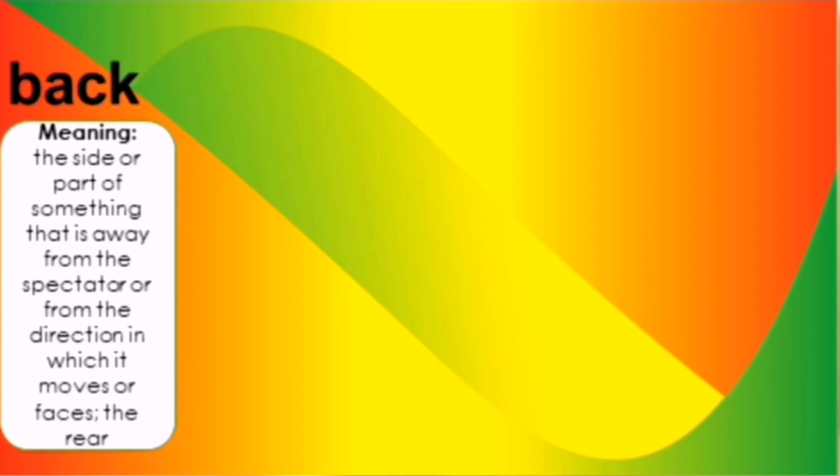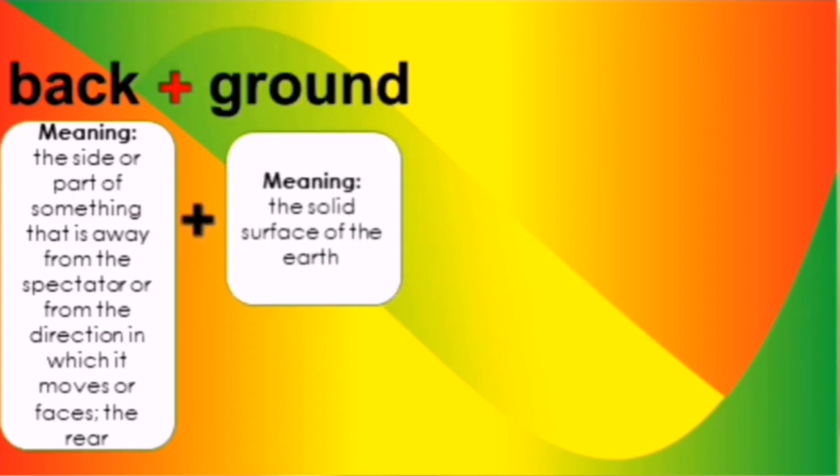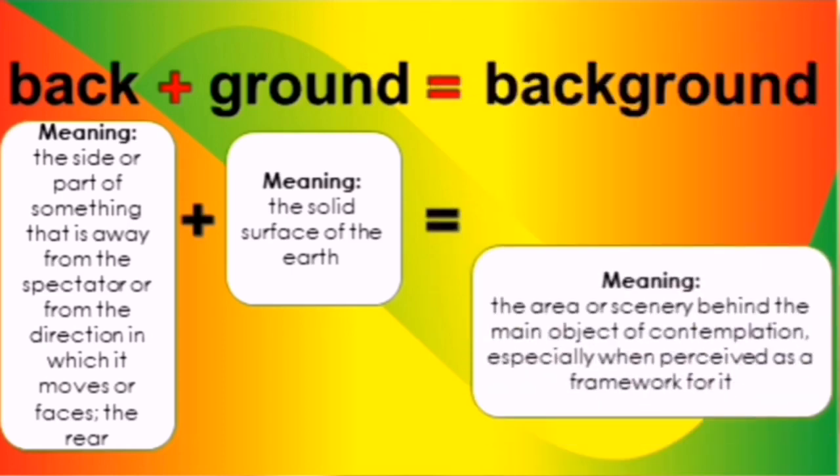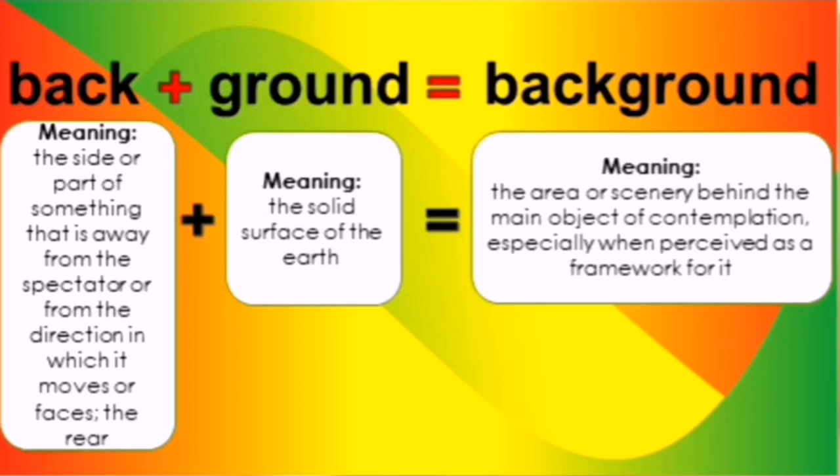Back, which means the side or part of something that is away from the spectator or from the direction in which it moves or faces, the rear. Plus, ground, which means the solid surface of the earth, is equal to background, which means the area or scenery behind the main object of contemplation, especially when perceived as a framework for it. Background is an example of closed compound word.